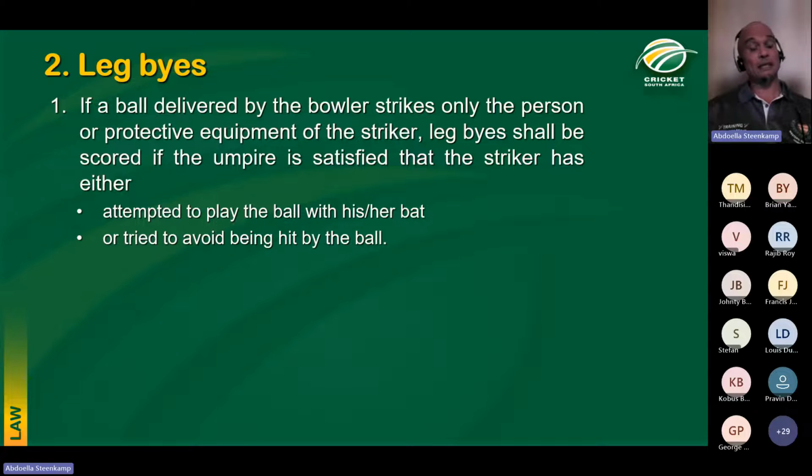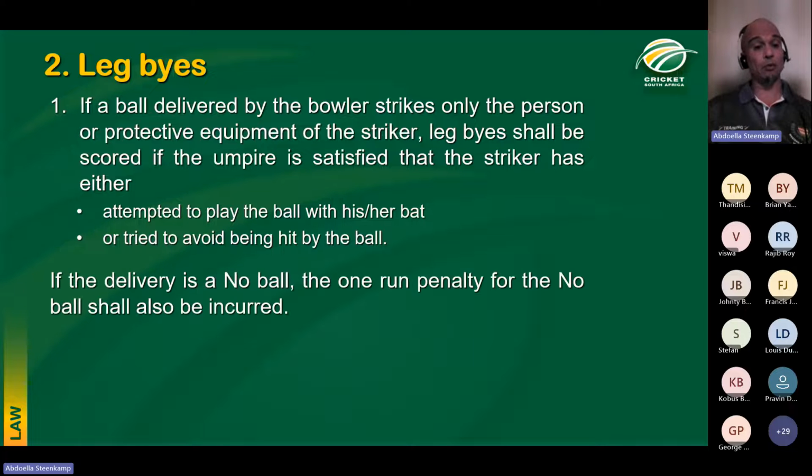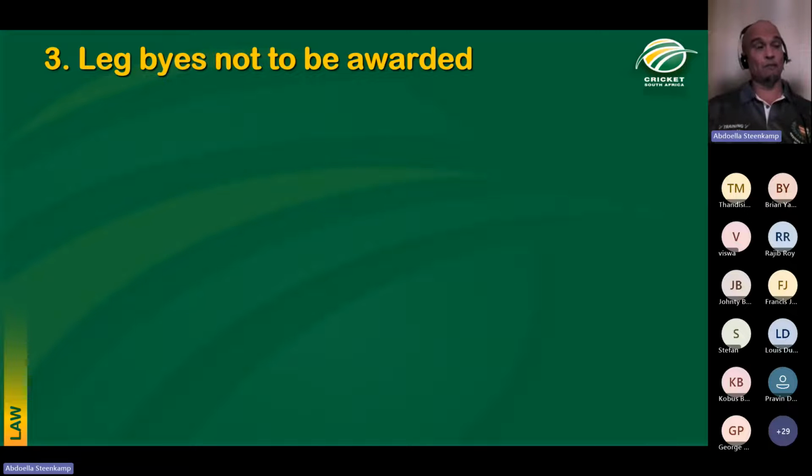And the second one is, the striker tries to avoid being hit by the ball. If these two criteria are met, the ball strikes anywhere on the person, and either the striker attempted to play the ball with his or her bat or tried to avoid being hit by the ball, then if any runs accrue from that delivery, those will be recorded as leg byes in the scorebook. So now we've covered that there are two criteria that need to be in place for leg byes to be awarded. Now, when will leg byes not be awarded?